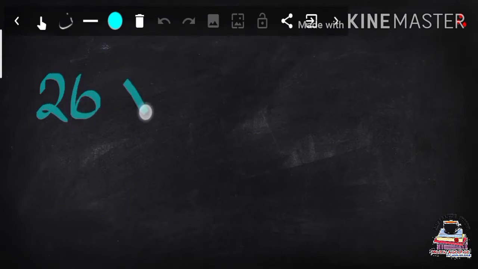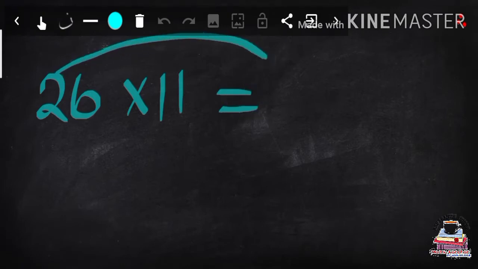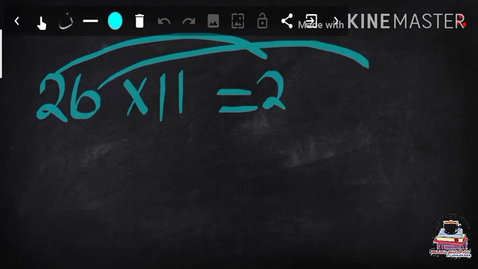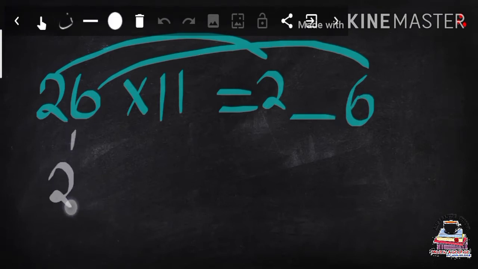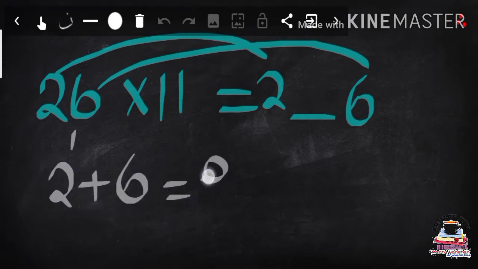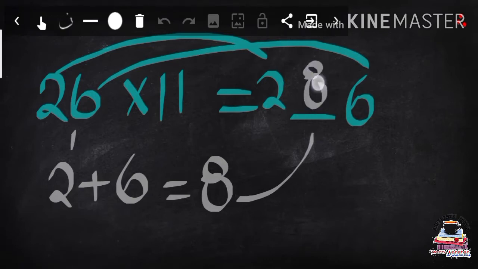For example, if we multiply 26 into 11, the trick is very simple. Take first digit of the given number as first digit of our answer and last digit of the given number as last digit of our answer. And to get the middle number for our answer, just simply sum up 2 and 6 so that we get the middle number, that is 8. And our answer for 26 into 11 is 286.